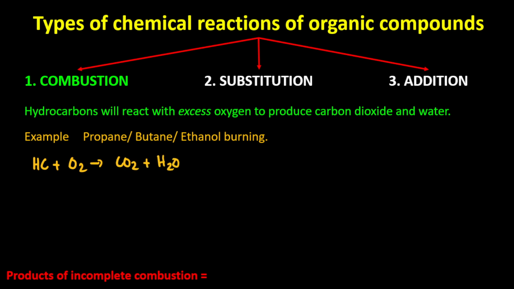For example, propane, which is what? C3H8. When it reacts with excess oxygen, you will get carbon dioxide and water. Now you can balance this equation on your own, okay? So for butane, it will be C4H10, right? Although they're different, they are hydrocarbons, okay? You will still produce carbon dioxide and water.